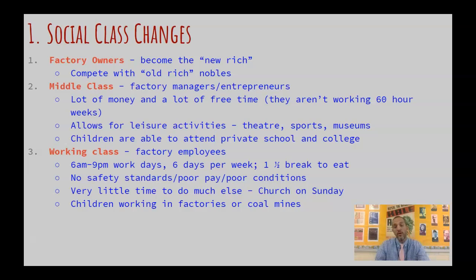That's the middle class. The working class is another new social class. They are really the factory employees. They have horrendously difficult and tough lives. We're talking 6 a.m. to 9 p.m. work days when the Industrial Revolution starts. And we're talking 6 days per week. Do the math. That's 15-hour days, 6 days per week.